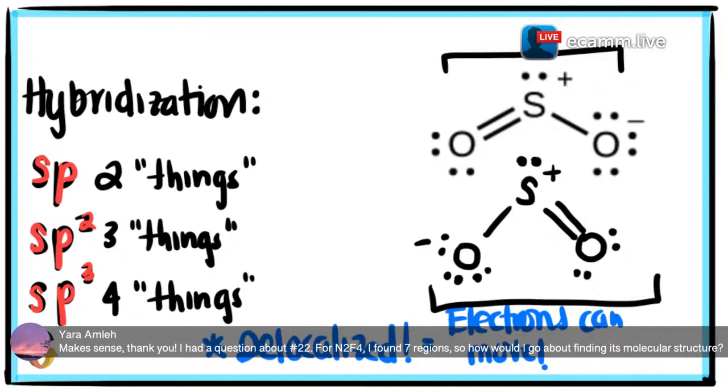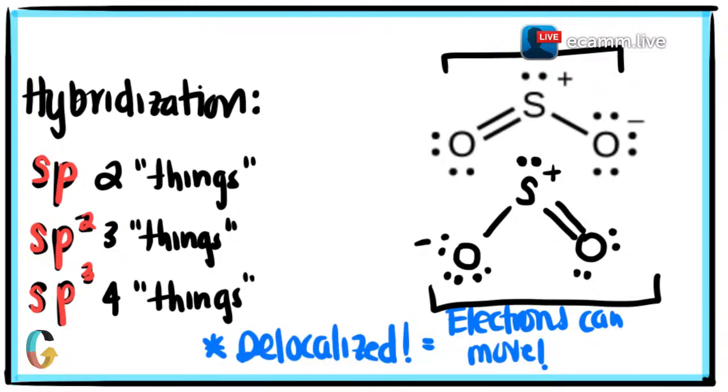Thank you. I had a question about number 22. For N2F2, I found 7 regions. So how would I go about finding its molecular structure? Okay. So we'll definitely get to that one. I'll keep that in mind, number 22. I just want to make sure. Any questions on hybridization while I'm just going to look up number 22.